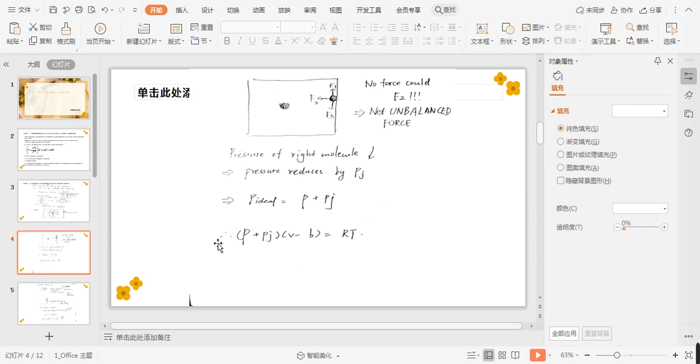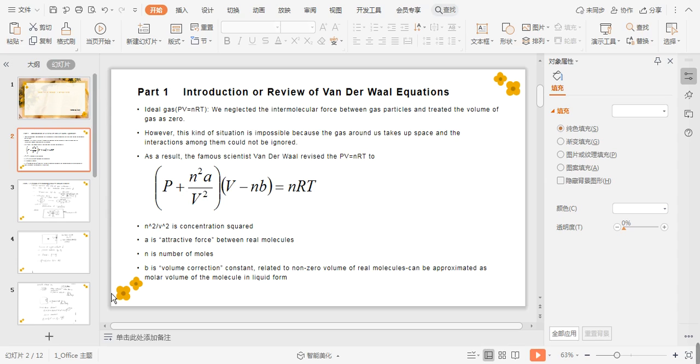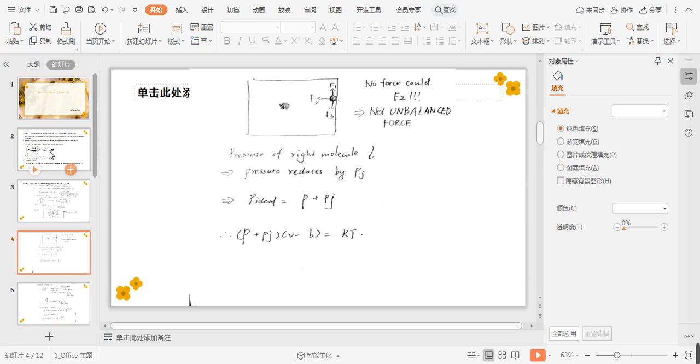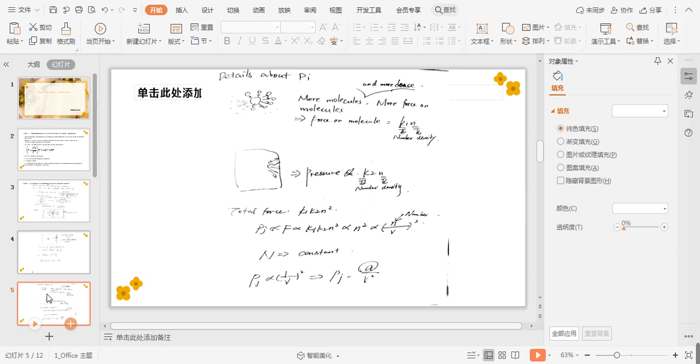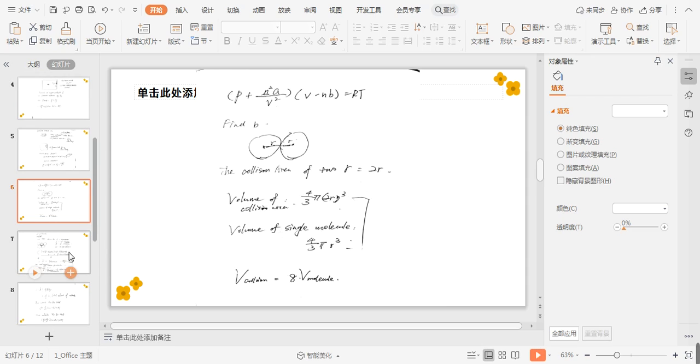Because in my reduction process I use only one molecule, so in this situation n is equal to 1, and that's what this is. So let's move on to the volume about B.